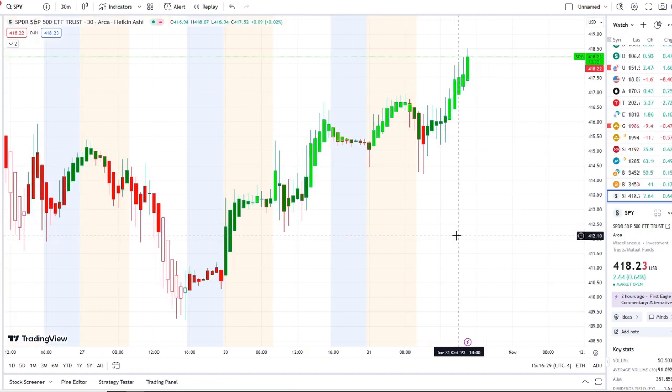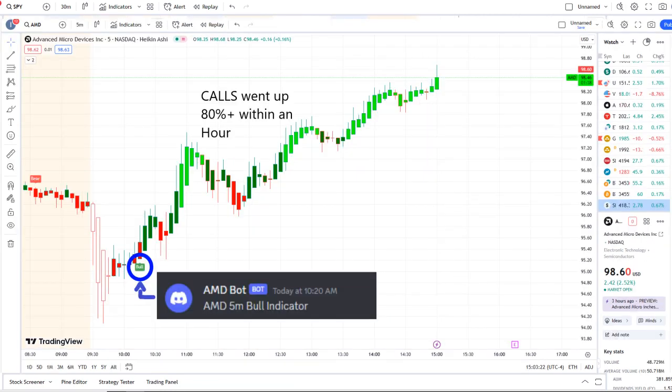So the home run of the day was from our AMD bot. Our AMD bot at 10:20 a.m. sent out a bull indicator, and from that moment forward, inflows crossed the midpoint to the upside, full strength there on 42 vision, and call options went up 80% plus within an hour, guys.